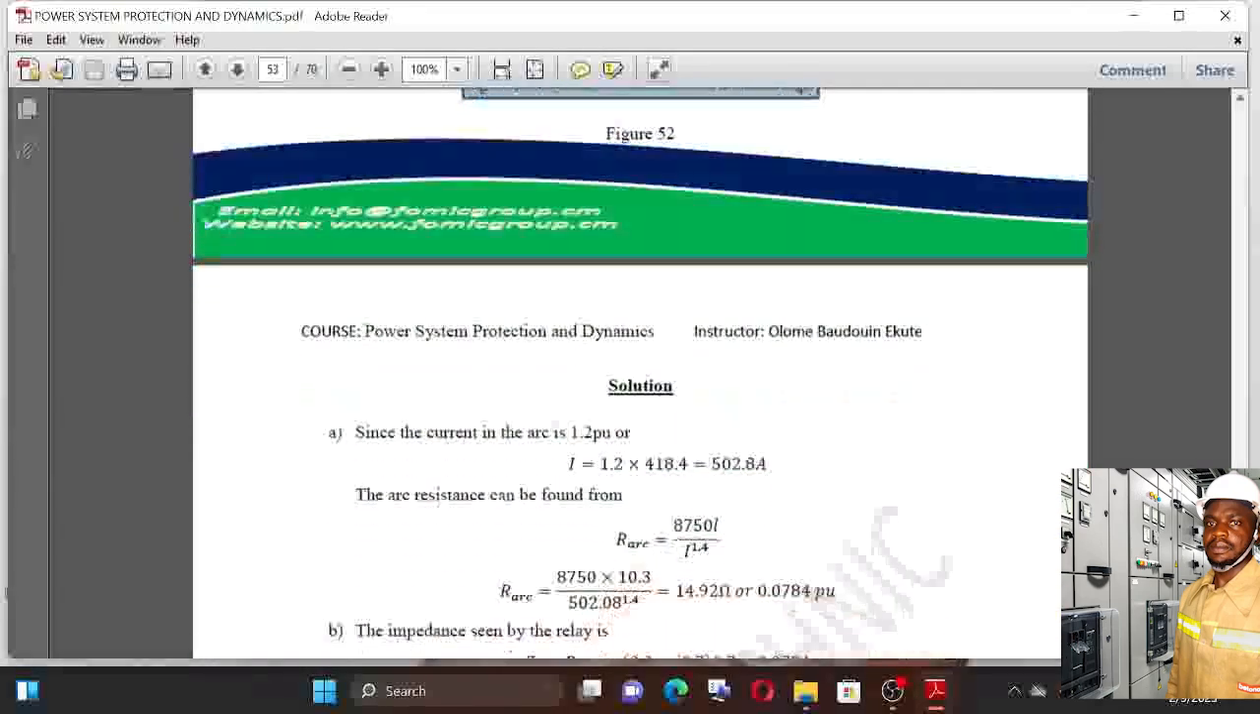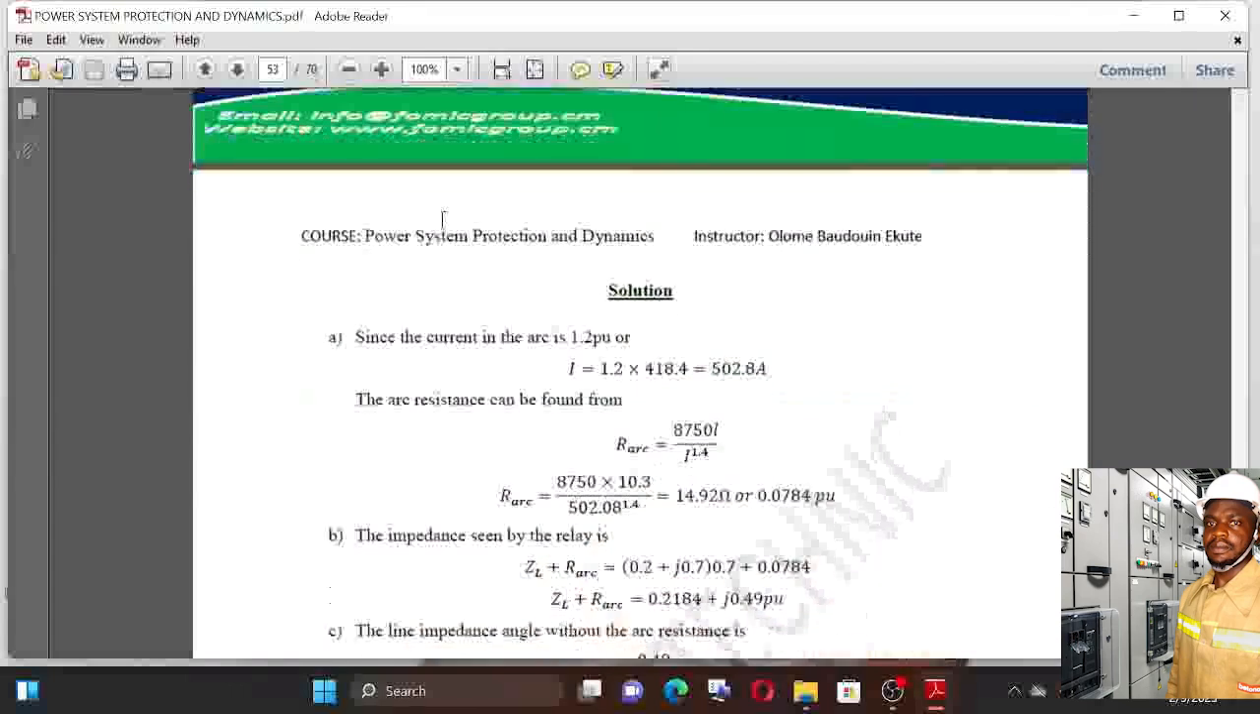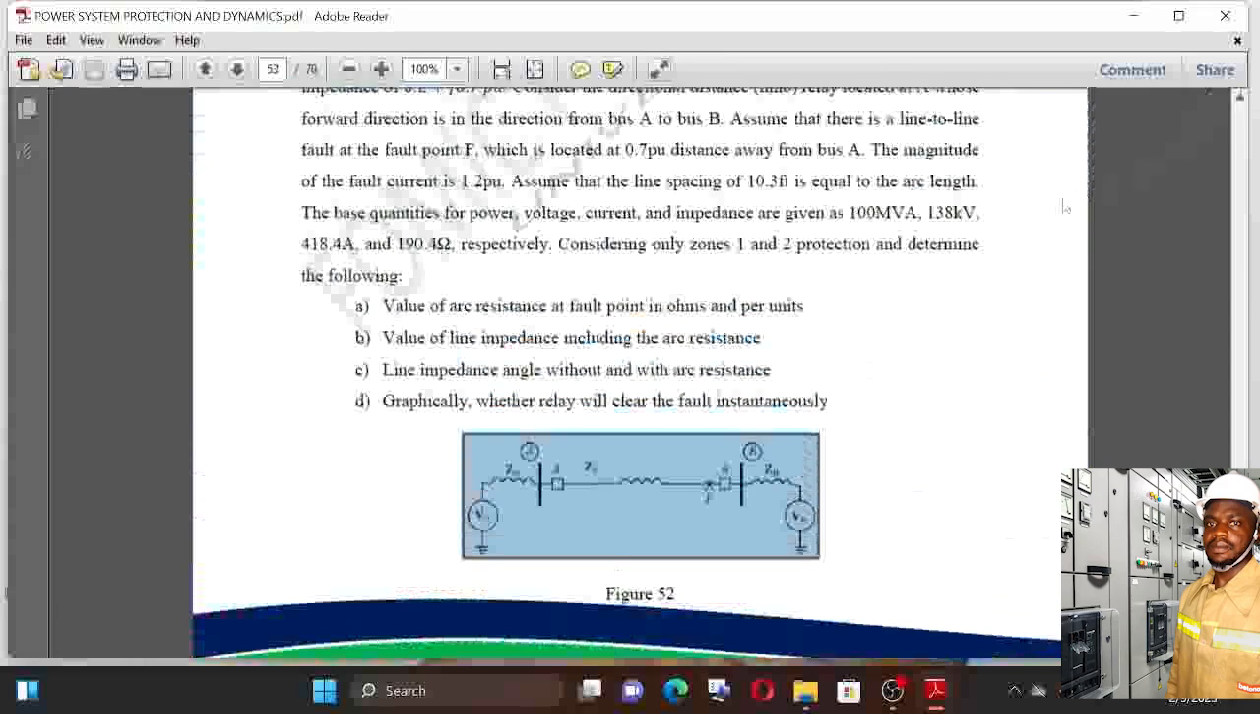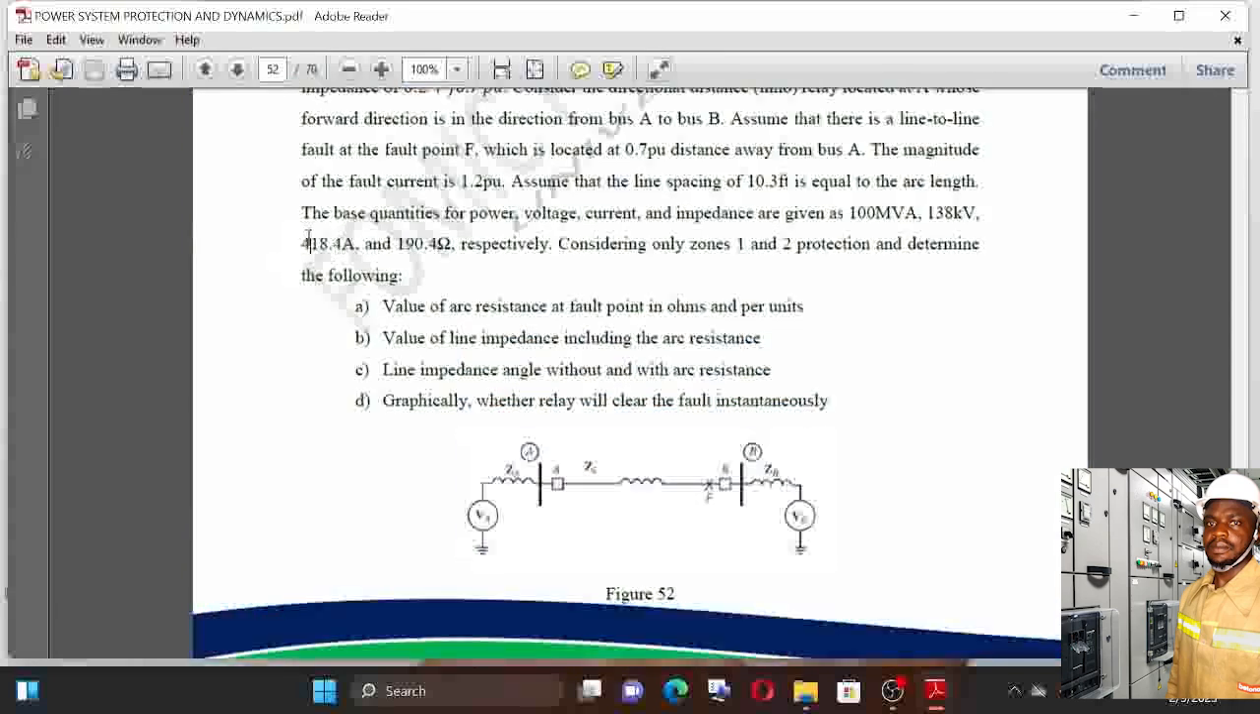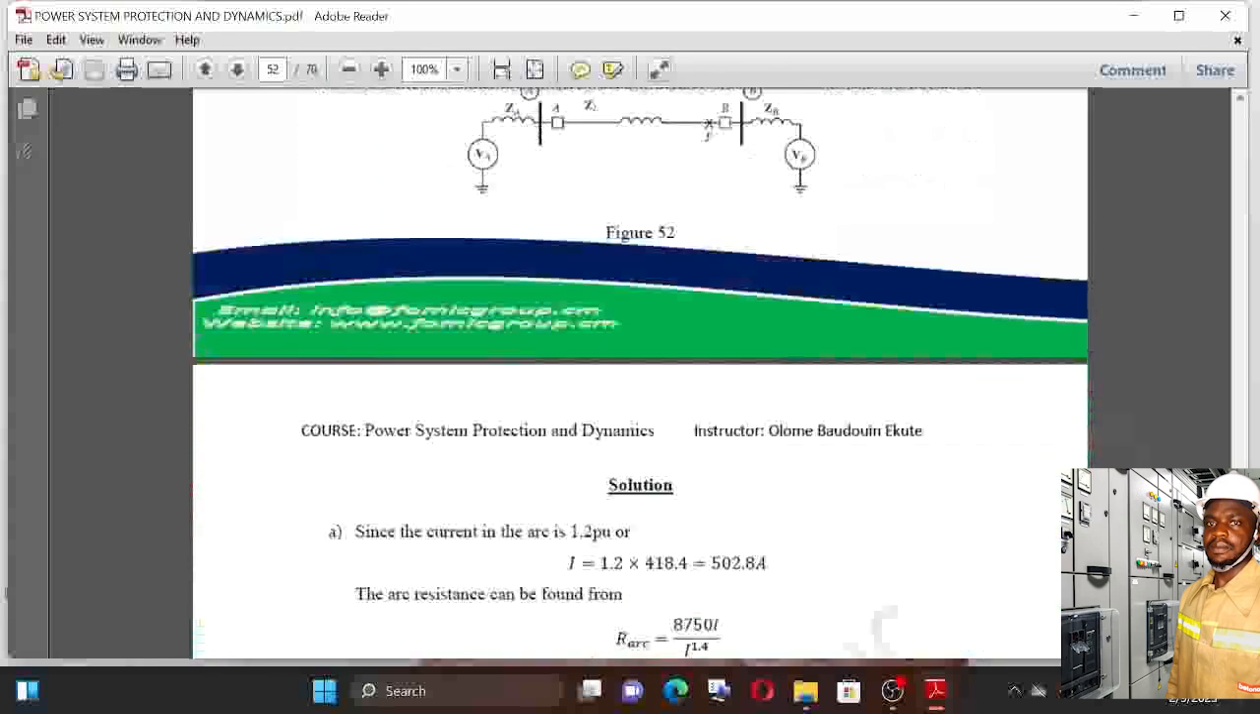For the current, we know the current in the arc was given as 1.2 per unit. So what will the actual current be? The per unit value of current is equal to the actual current divided by the base current, so the actual current is the per unit current times the base current. We have 1.2 times the base current, which is 418 amperes, given in equation 114. So we have the current.